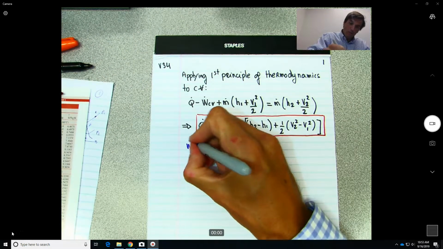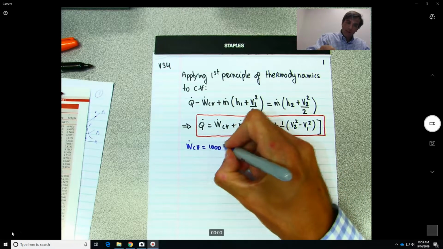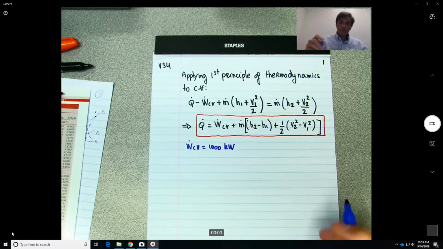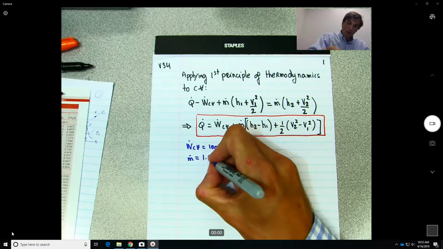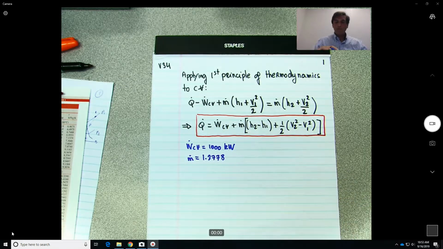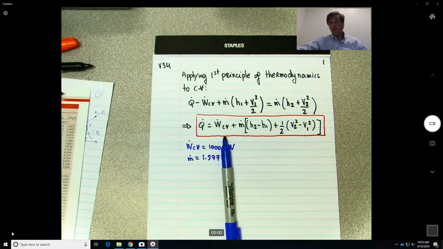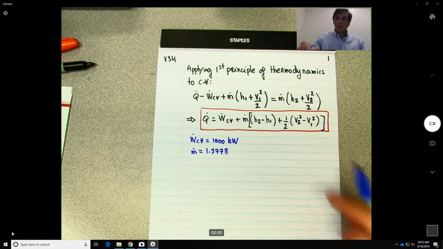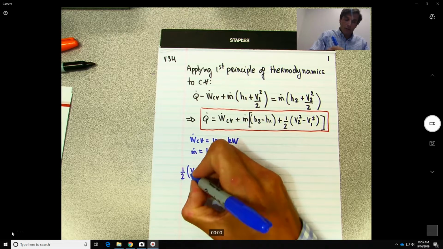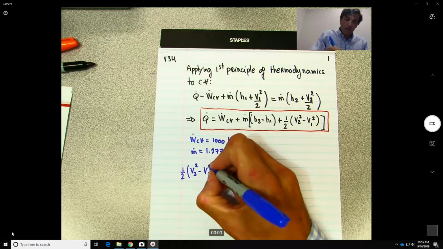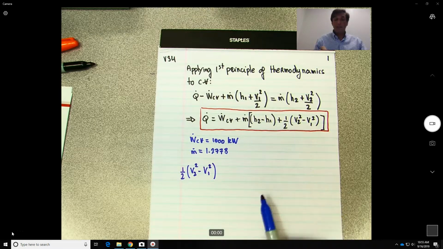We know that the power developed by the control volume is 1000 kilowatts. Okay, and on the previous page we had that the mass flow rate was equal to 1.2778. And now maybe let's do this one very quick, but we have to be careful for the units. Okay, so when we look at this term of 1/2 (V2 squared minus V1 squared), remember the units for this. This is kilowatts, so we need to put this in kilowatts.